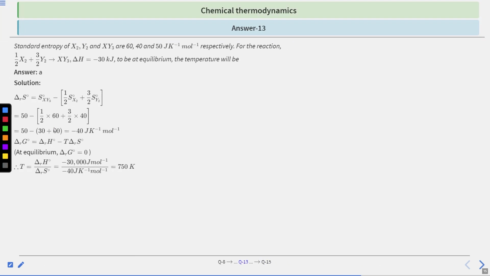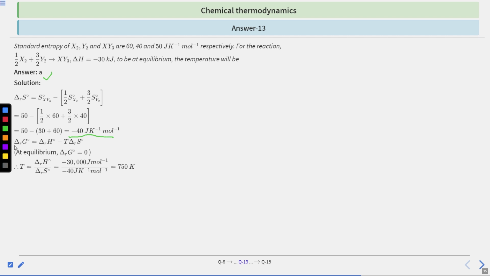Okay, so the correct answer will be option A, that is 750 Kelvin. So we know that the standard entropy change of the reaction is equal to standard entropy change of product minus standard entropy change of reactant, right? Multiply by their coefficient. So standard entropy of XY3 minus half of standard entropy of X2 plus 3 by 2 of standard entropy of Y2. On putting the values given in the question, 50 minus half of 60 plus 3 by 2 of 40, we have minus 40 joule Kelvin inverse mole inverse.